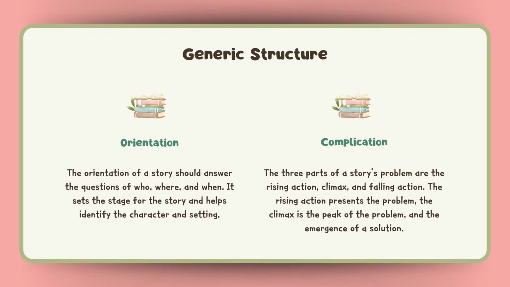Next, it's complication. The three parts of a story's problem are the rising action, climax, and falling action. The rising action presents the problem, the climax is the peak of the problem and the emergence of a solution.